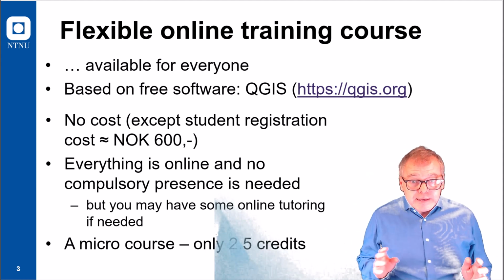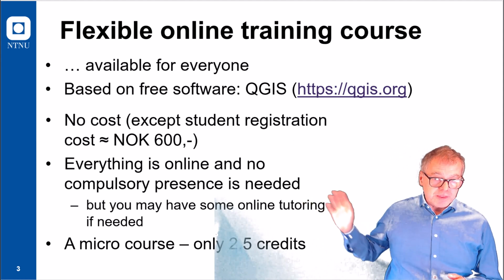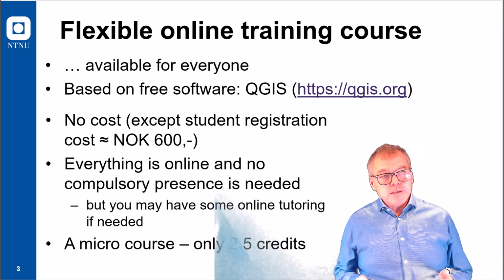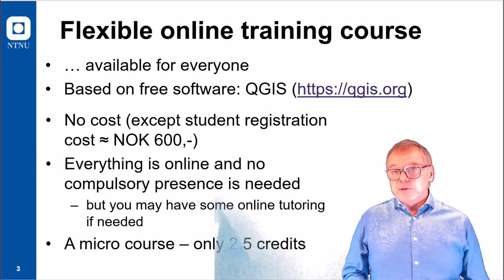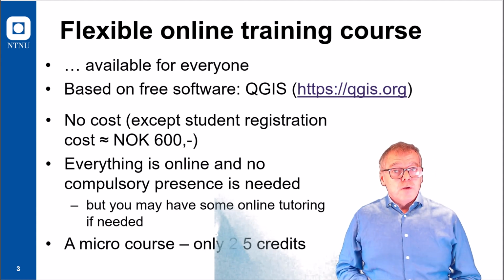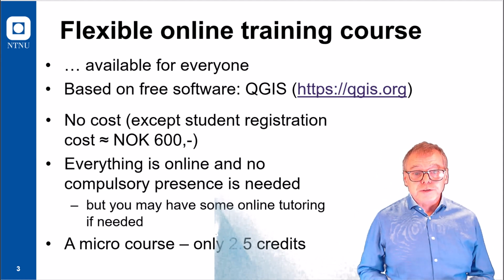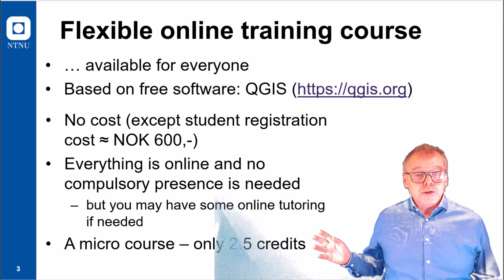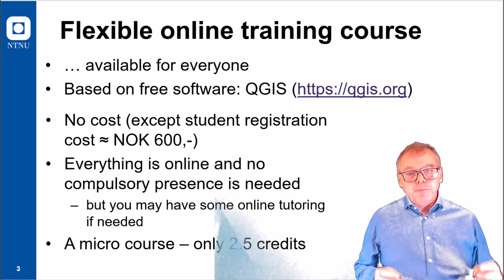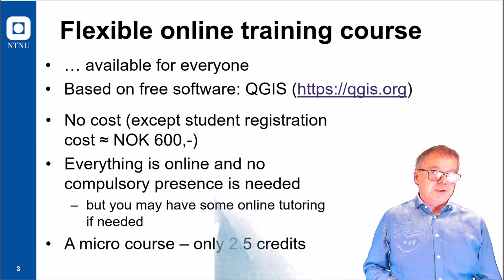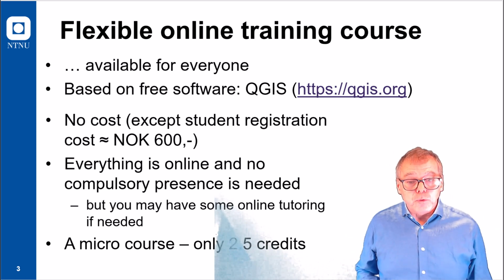And to be available for most people, it needs to be based on free software. So in this course, we use QGIS, which has developed through the years to become a very good GIS. You are able to do most things with it. And it's used, for instance, in Trondheim municipality and many other places. I've been promoting the course as a free course, no cost. And I apologize, this was not entirely true, because you need to pay the student registration cost, which is, I believe, 600 Norwegian kroner. Hopefully affordable for all of you.